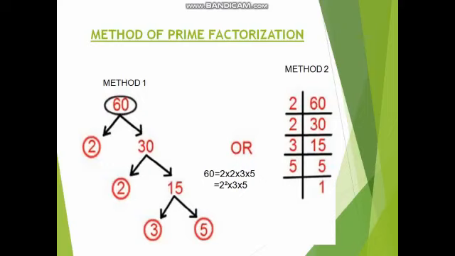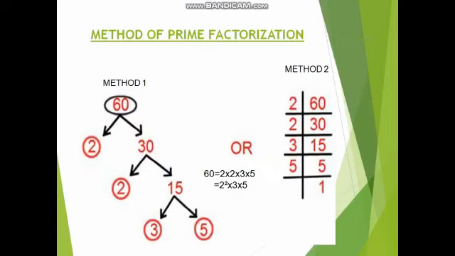2 divides 60 giving 30. Now 30 can also be divided by 2, which gives 15. Then 15 cannot be divided by 2, so we move up to the next prime, 3. Then 3 divides 15 giving 5. This 5 is not divisible by 2, 3 or 4, so we take 5 to divide this number completely.